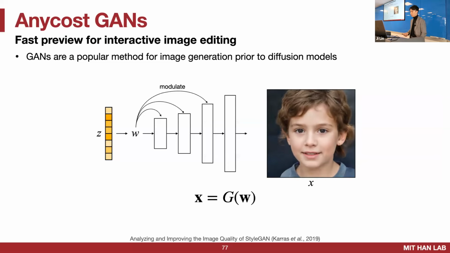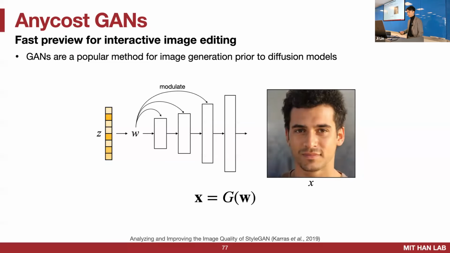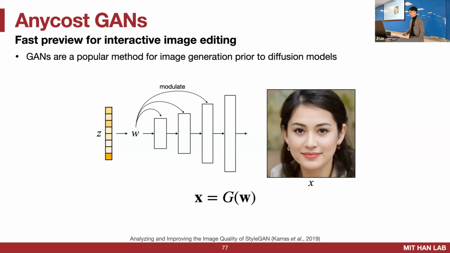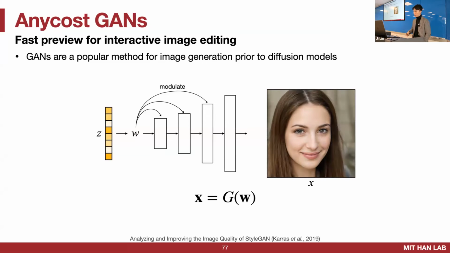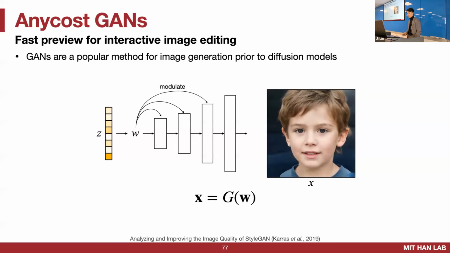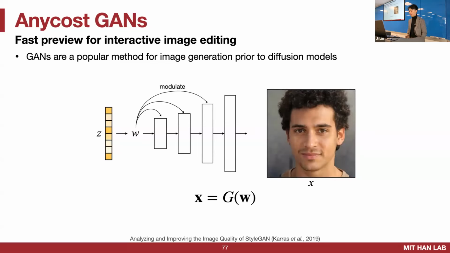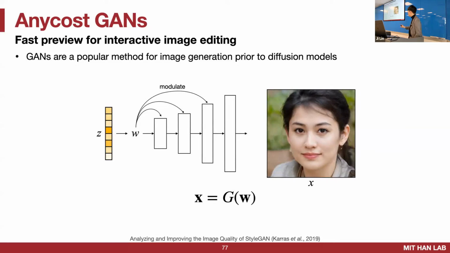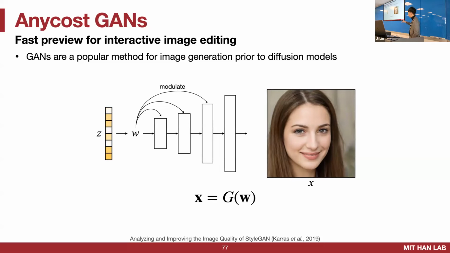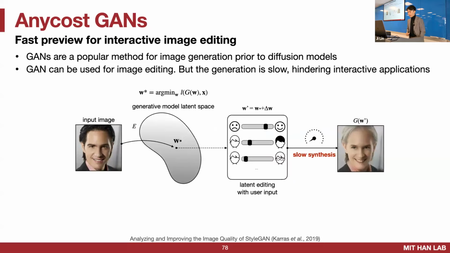Another application we're looking at is image generation and image editing. Nowadays people are using diffusion models a lot, but back in 2019, GAN models were definitely the state-of-the-art method. Basically, a GAN model takes in an input vector and generates a specific image. One way people use GANs for image editing is to first project the existing image into the latent space of a GAN model, such that the GAN generator, when taking this latent code, can generate an image similar to the original input image.